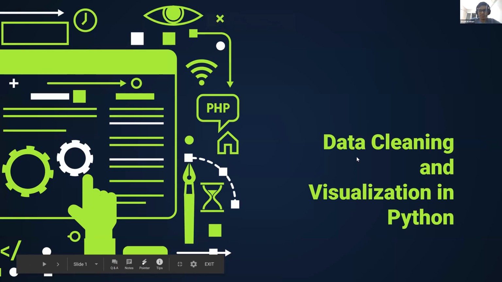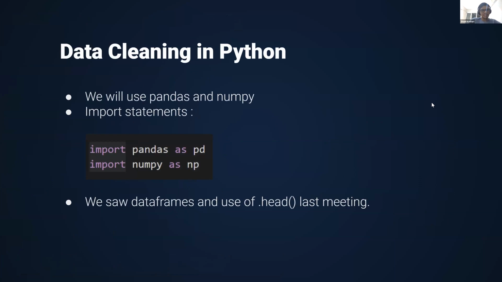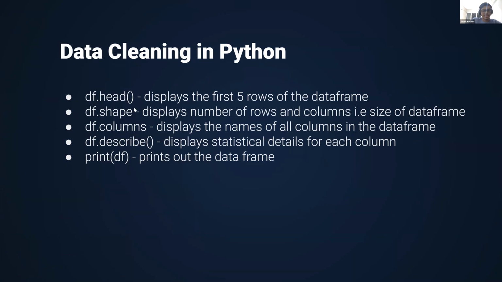Okay, so today we'll look over data cleaning and visualization. As Samrat explained earlier, we used a bunch of imports, pandas and numpy mainly, but those ones are the most important for data cleaning and viewing what is there in the data frames. We saw the use of data frames and head right now, as well as in meeting one. But today we'll explore some other ones. So head displays the first 5 rows of the data frame.